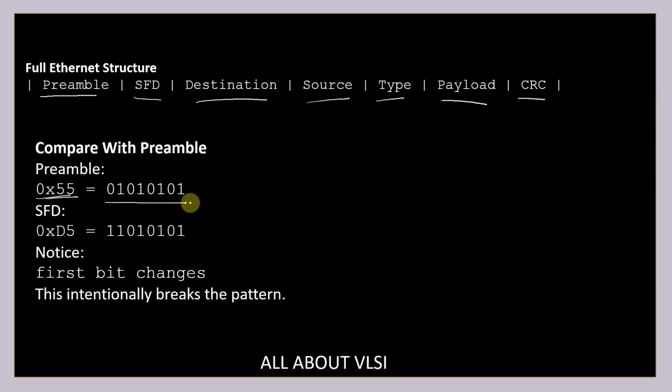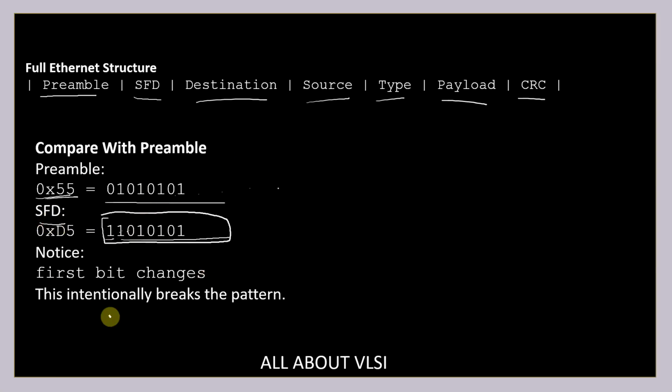this is how it is going to look: 01010101, alternate values of zeros and ones. And your SFD is going to look like this: 1 followed by 0101010. So you can see here the first bit is getting changed. The receiver sees alternating 0101 patterns, and whenever the SFD has entered, the first bit does not follow the pattern. So the receiver will come to know that the preamble has been completed, and next the SFD, which means the actual data will start now.